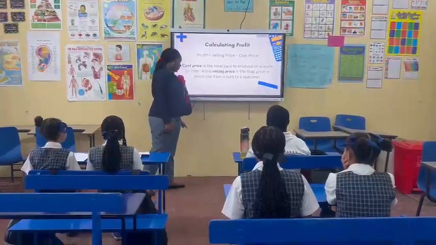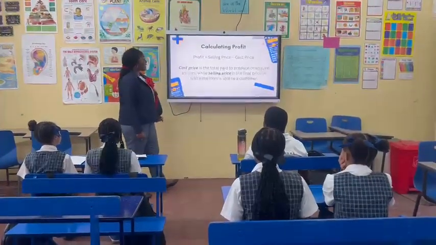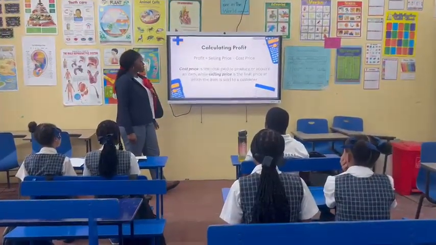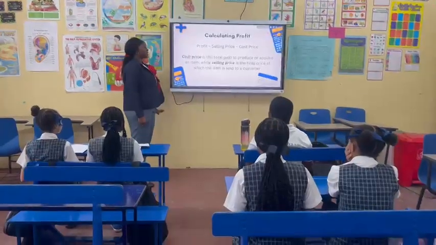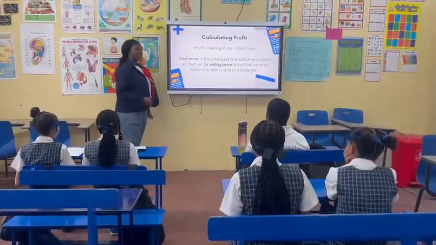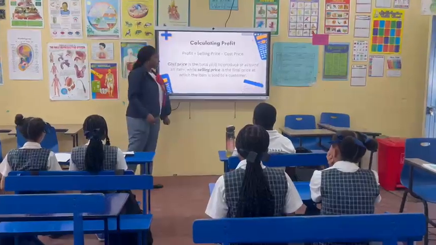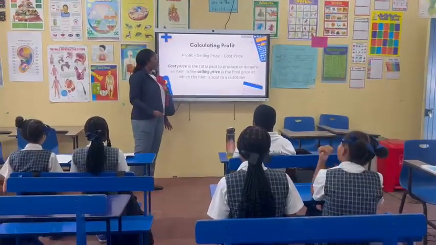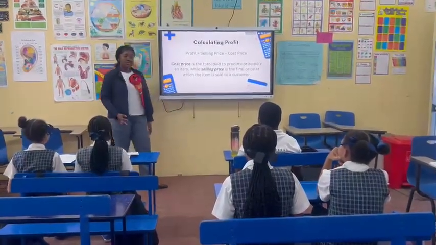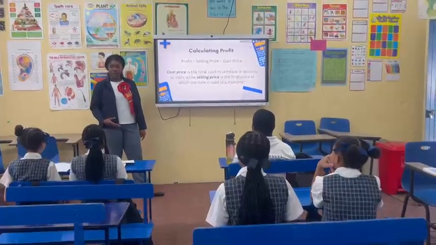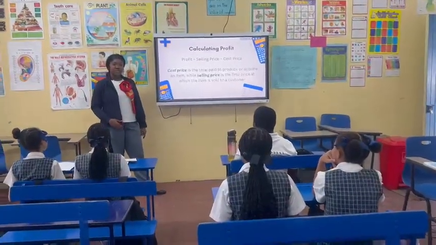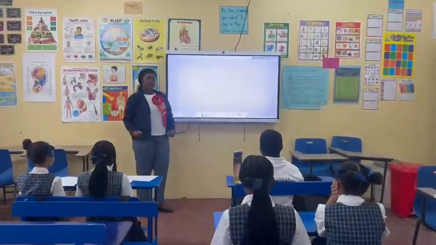Now, the cost price is defined as the total paid to acquire an item, or how much the item would cost, while the selling price is the final price at which you are going to sell the item to the customer. Are there any questions? Now we move on to formulas.